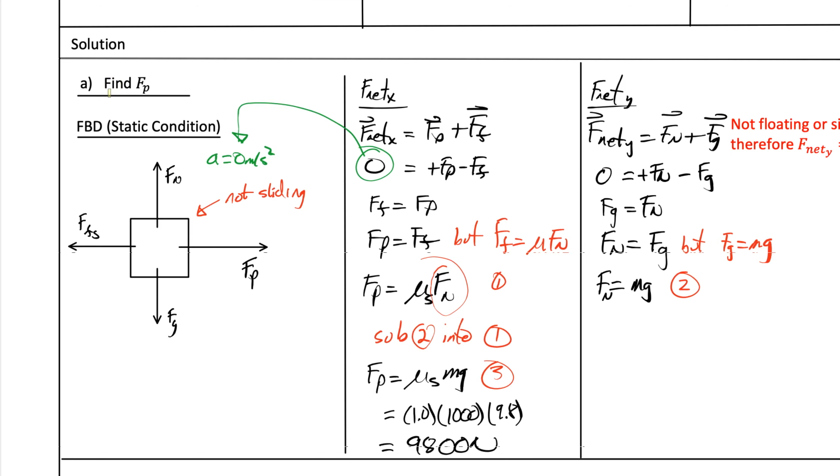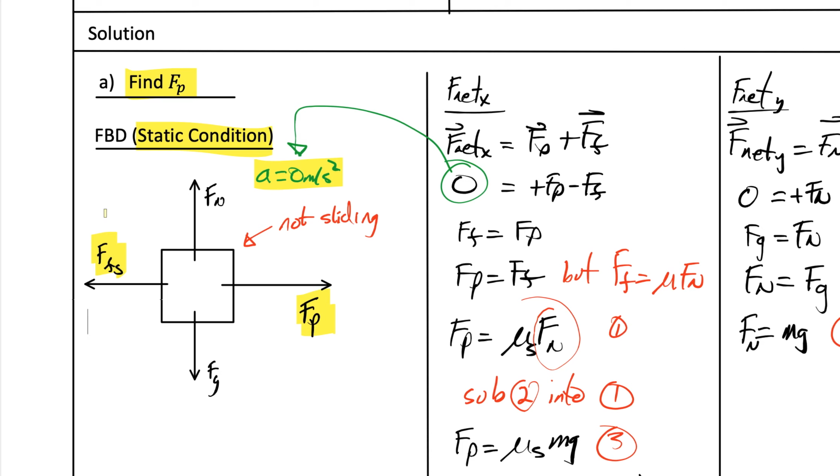Let's take a look at situation A. So we're looking for the force of the pickup truck in the static condition. In the static condition, that means the acceleration is 0. In this particular case, we're not rolling. So the pickup truck is applying its maximum force against the static force of friction.